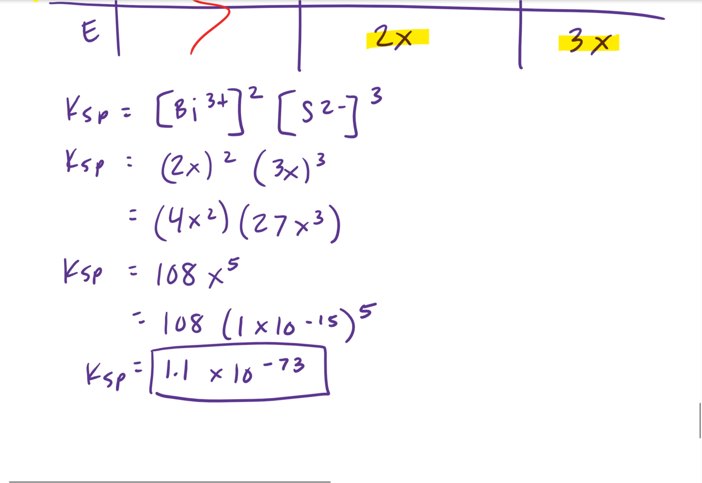And just take a look at that value of Ksp, negative 73. Very, very, very, very insoluble practically, but just slightly soluble. This is heavily reactant favored. Bismuth sulfide essentially does not dissolve, but we know that insoluble really means slightly soluble, so just a tiny bit of this is going to dissolve.